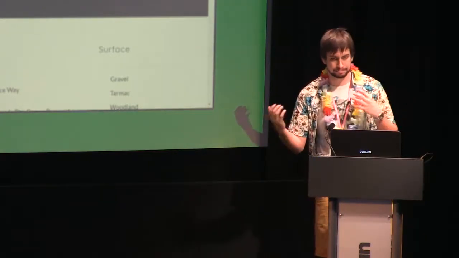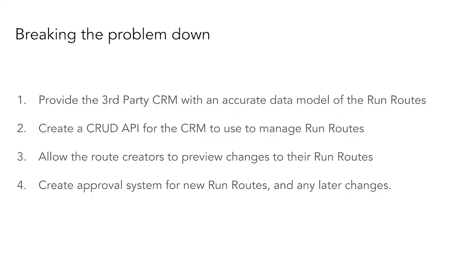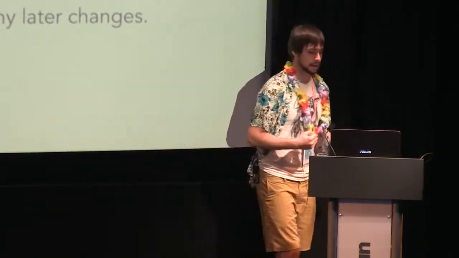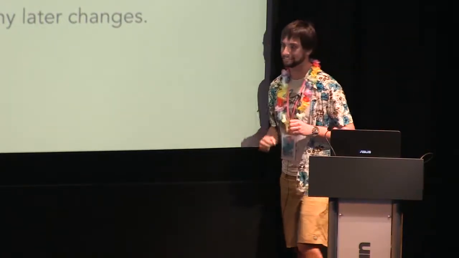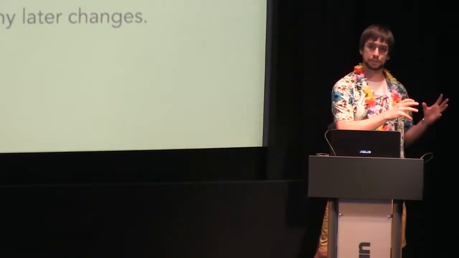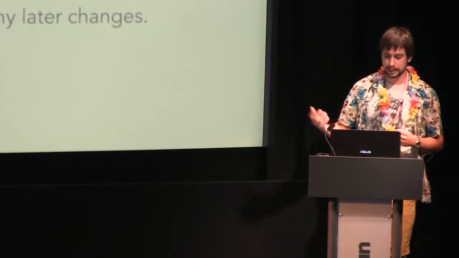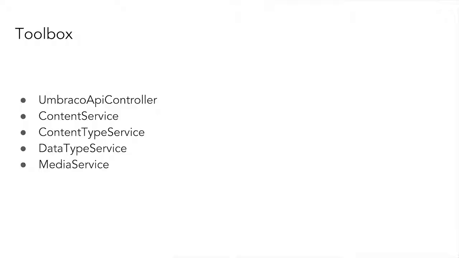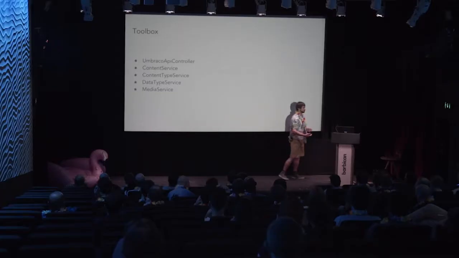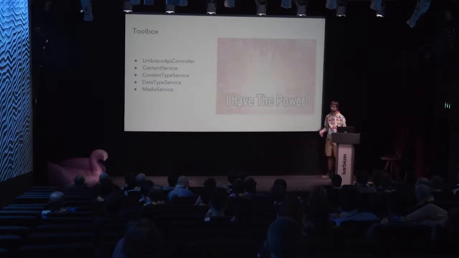So that's breaking down the problem into sort of 4 steps. We need to create an API with CRM. We need to give the API an accurate representation of our run route type. This talk does contain some code, by the way. So we have to convert our run route into a nice data model they can use, make an API, let them preview the changes, and create an approval system for Run Together. So the tools we're going to use: Umbraco API controller, content service, content type service. All of these give us the power to do what we need to do.